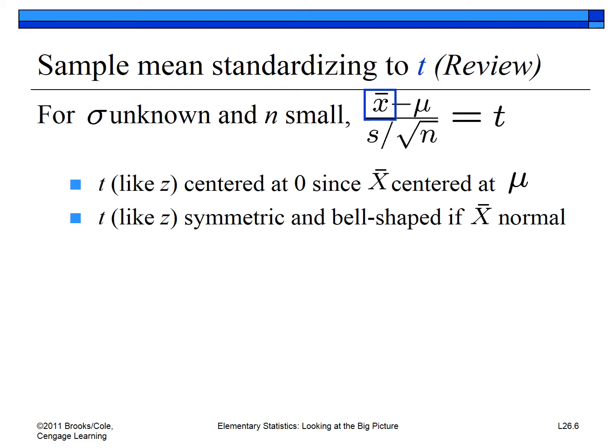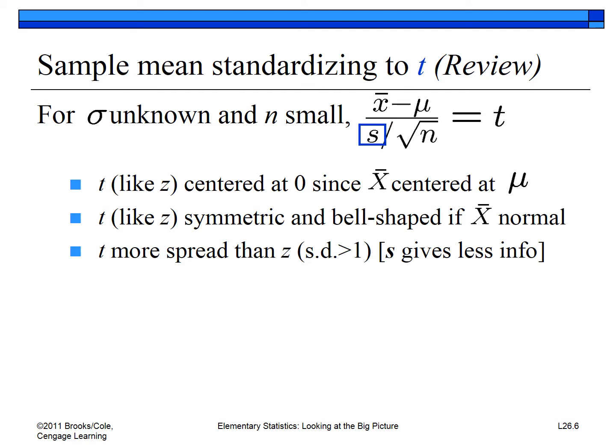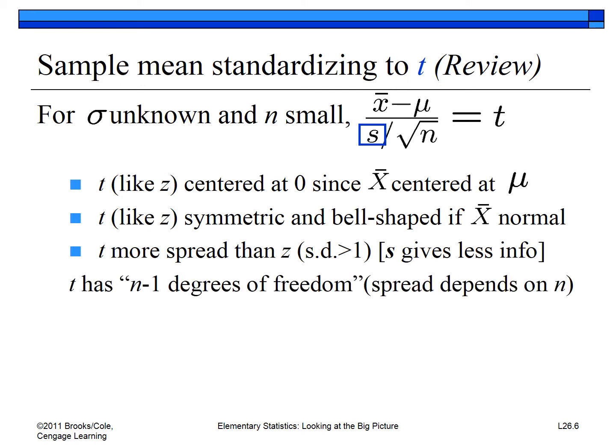Like z, t is distributed symmetrically and bell-shaped as long as x bar is normal. But in general, t has more spread than z. That's because the sample standard deviation does not contain as much information in it as the population standard deviation. The t-distribution also has a number called the degrees of freedom associated with it. You can compute the number of degrees of freedom simply by subtracting 1 from the sample size.